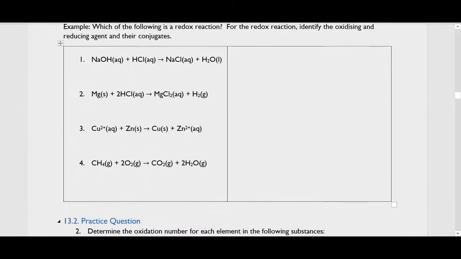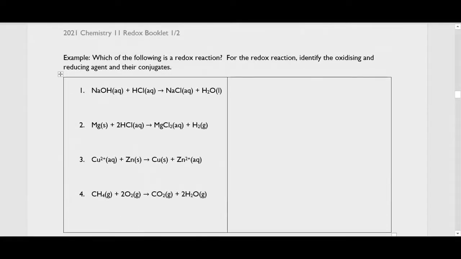Let's go back to the example at the start. Which of the following is a redox reaction? Now, I know that we have determined that 1 is not, and 2 and 3 are redox, and we're not sure about 4. But let's say I'm going to use oxidation number to determine this question from scratch. So I'm going to find the oxidation numbers of everything in all the equations. So the first species here is NaOH.